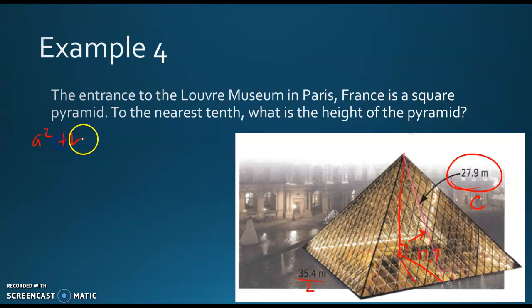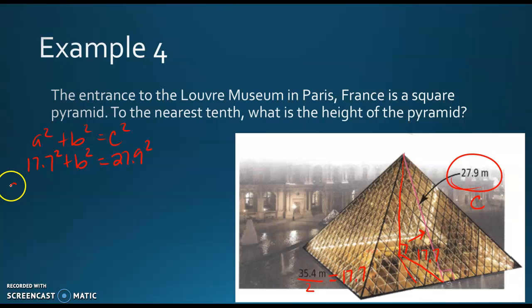So a squared plus b squared equals c squared. And I just want you to remember, take the side length of the square base, divide it by 2, that's what gives you your A side for your triangle. So that's where we got the 17.7, by dividing the 35.4 by 2. I'm putting it there also just in case you forgot. All right, and then 27.9 is our C. So we have 17.7 squared plus b squared equals 27.9 squared.